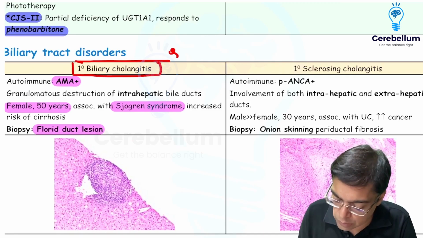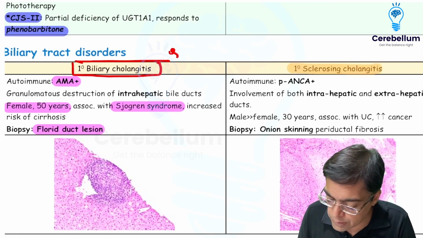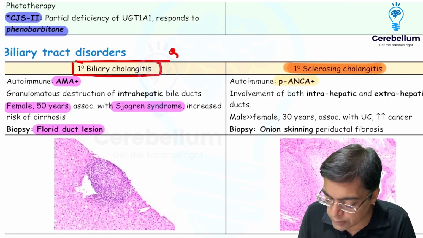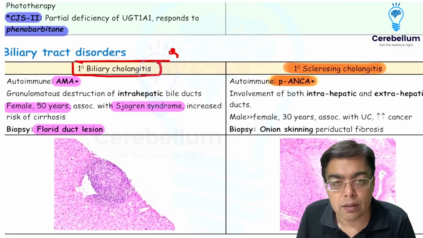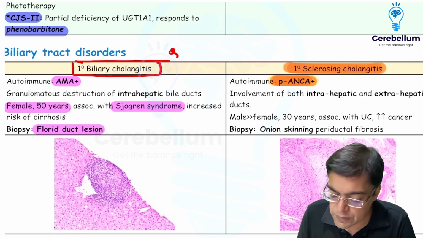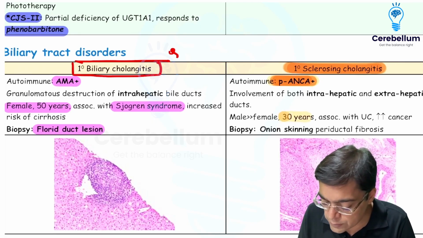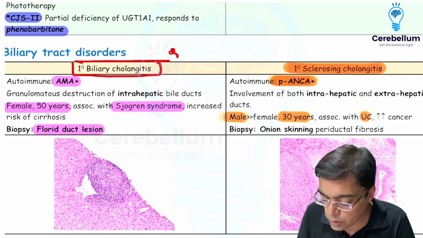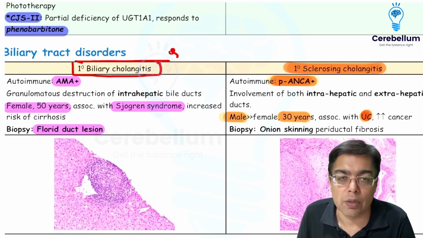In contrast, if I'm talking about a patient who is going to be having primary sclerosing cholangitis, the antibody that is seen in these individuals is going to be P-ANCA. There is a destruction or involvement of both intrahepatic as well as extrahepatic ducts. This condition surprisingly affects younger males. So males are more commonly affected, and that in the younger age group. And this has got a definitive association with ulcerative colitis.